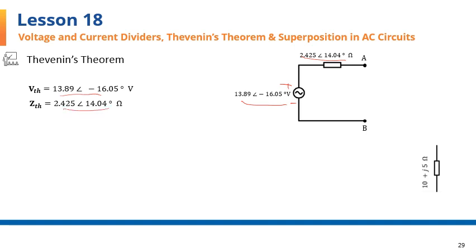Having formed this Thevenin equivalent circuit, I will now replace the impedance that was originally removed. This one goes back between points A and B.